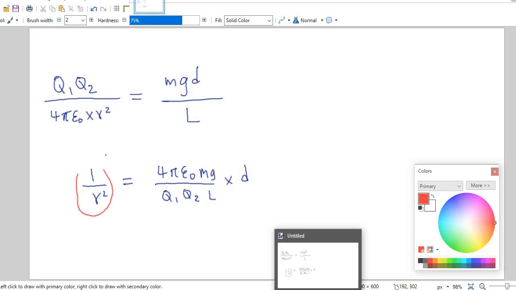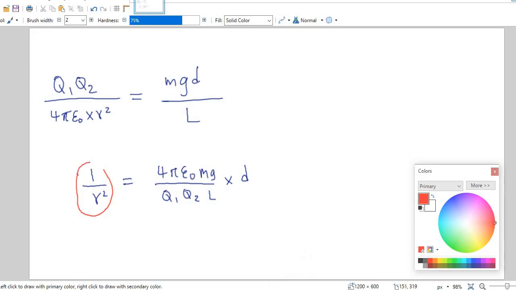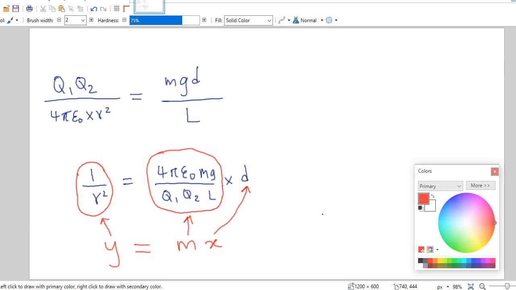Okay, so this is y. So you can see this is in the form y equals mx. Now m has to be constant, so all of this is the m. So I will just draw arrows so that it's clearer. And this d is what you plot on the x-axis. This is what you're going to plot on the y-axis. So it's a graph of y equals mx.